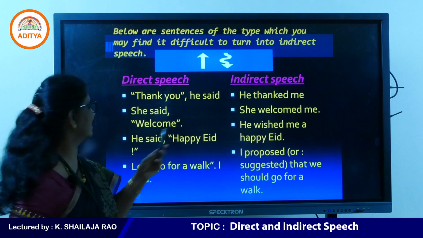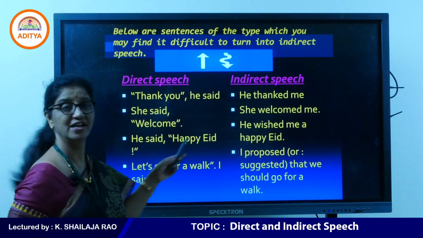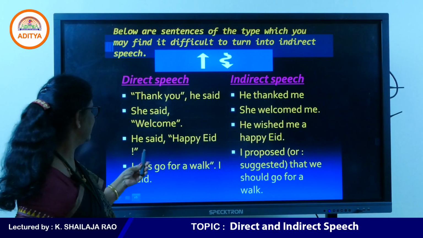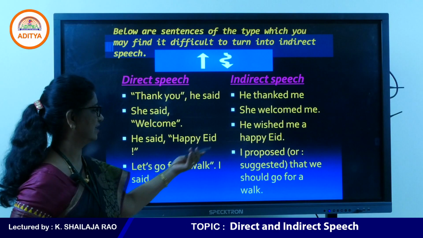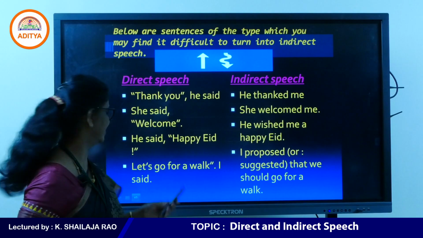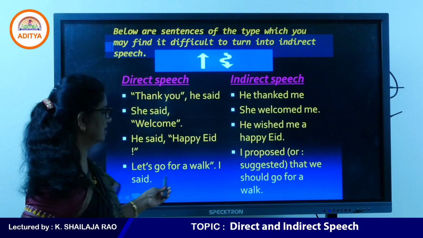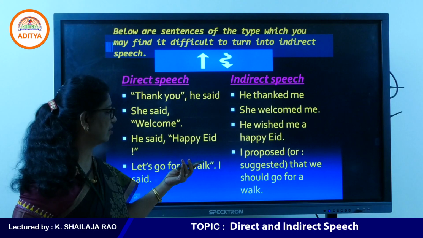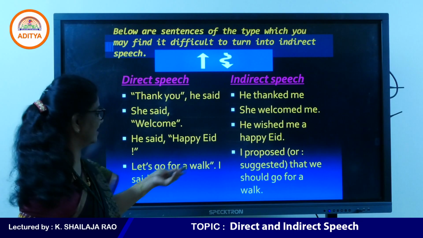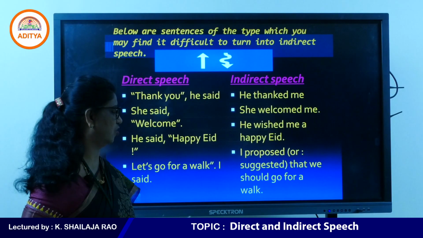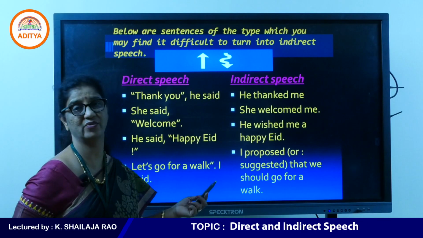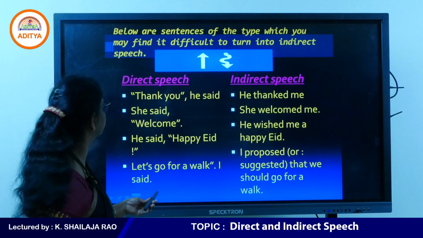"Thank you." He thanked me. She said, "Welcome." She welcomed me. He said, "Happy Eid." He wished me happy Eid. "Let's go for a walk," she said. I proposed that we should go for a walk. Or I suggested that we go for a walk.